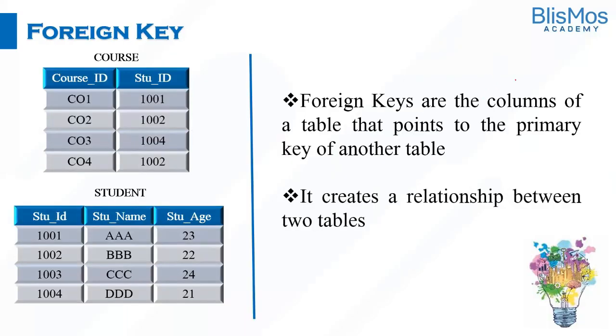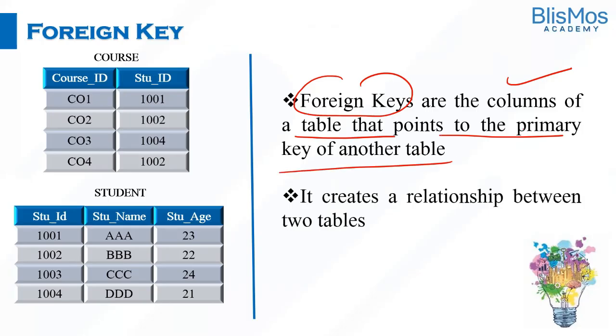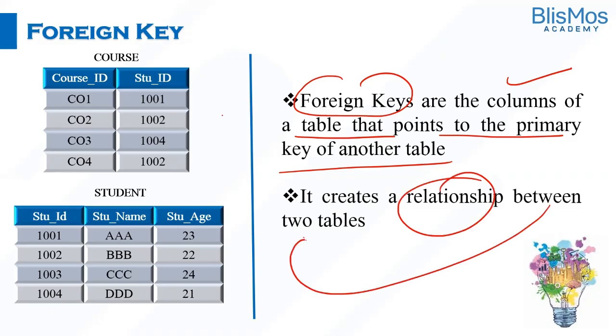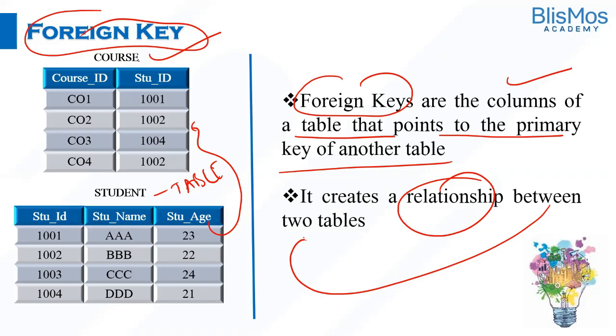What is foreign key then? Foreign keys are the columns of a table that point to the primary key of another table. So foreign key establishes a relationship between the two tables. For example, if you say a course table is there and we have a student table, these two tables need to be connected in some way, right? That is where foreign key comes into picture. Let us take this example and elaborate this further.